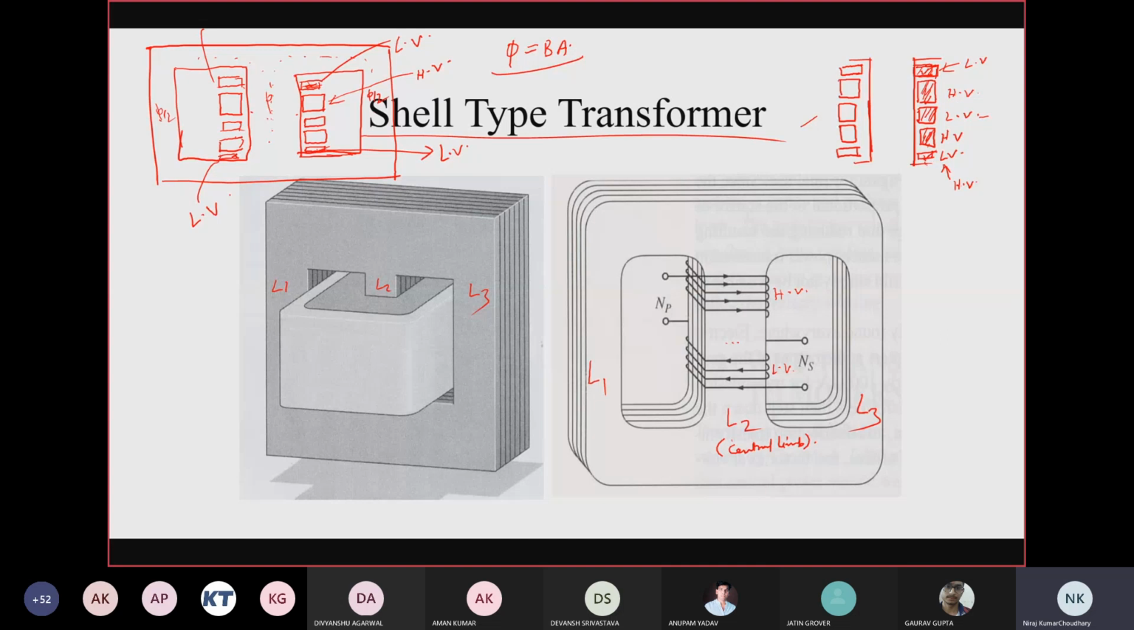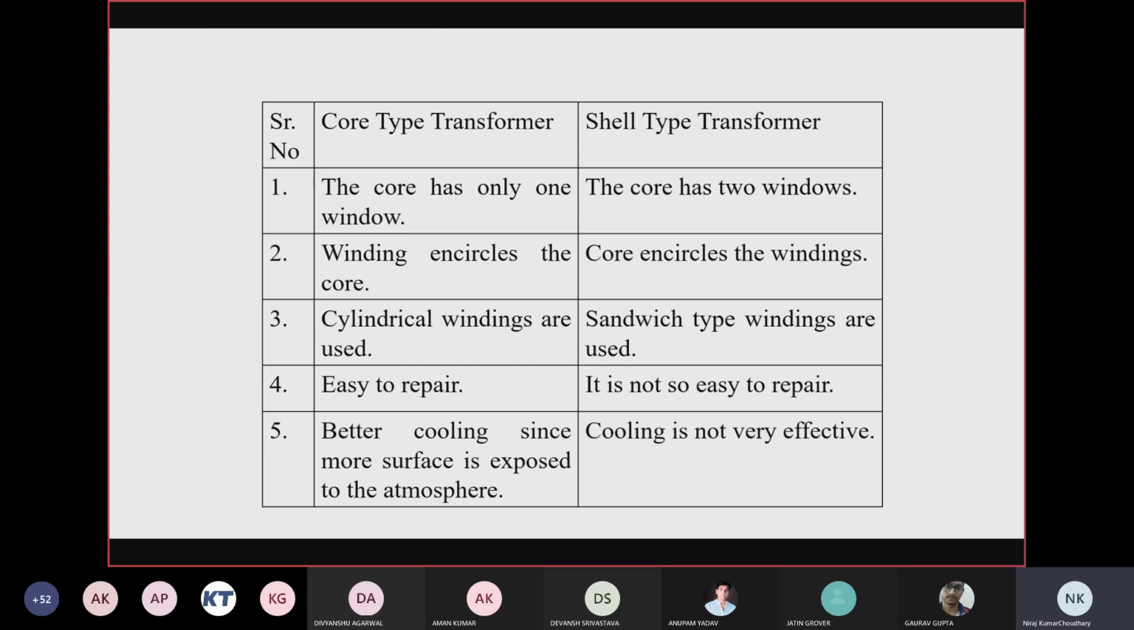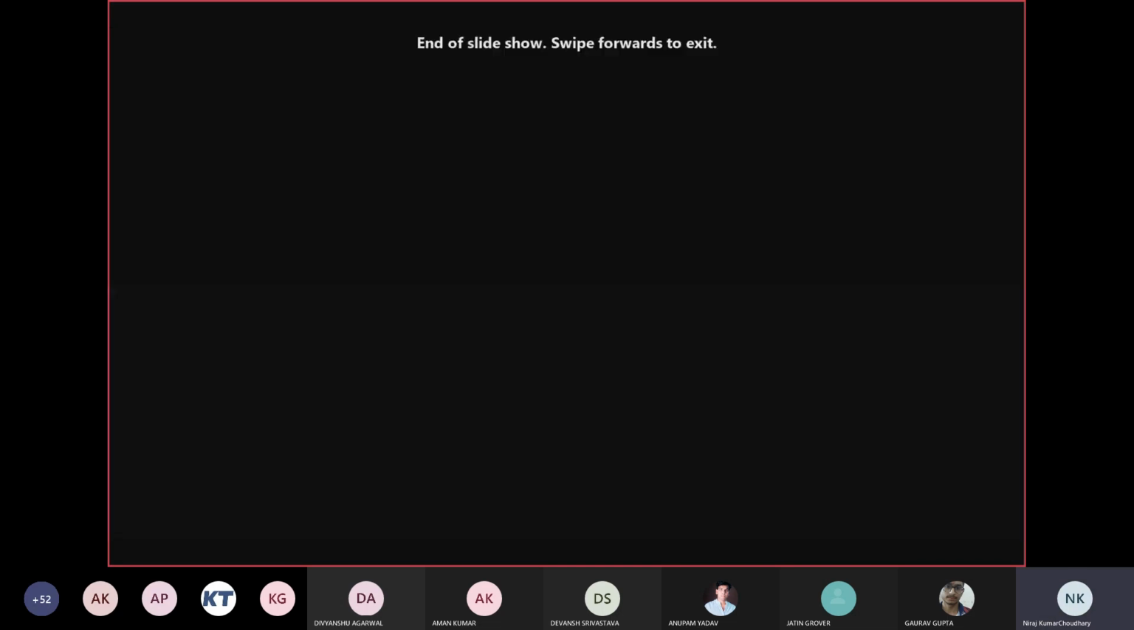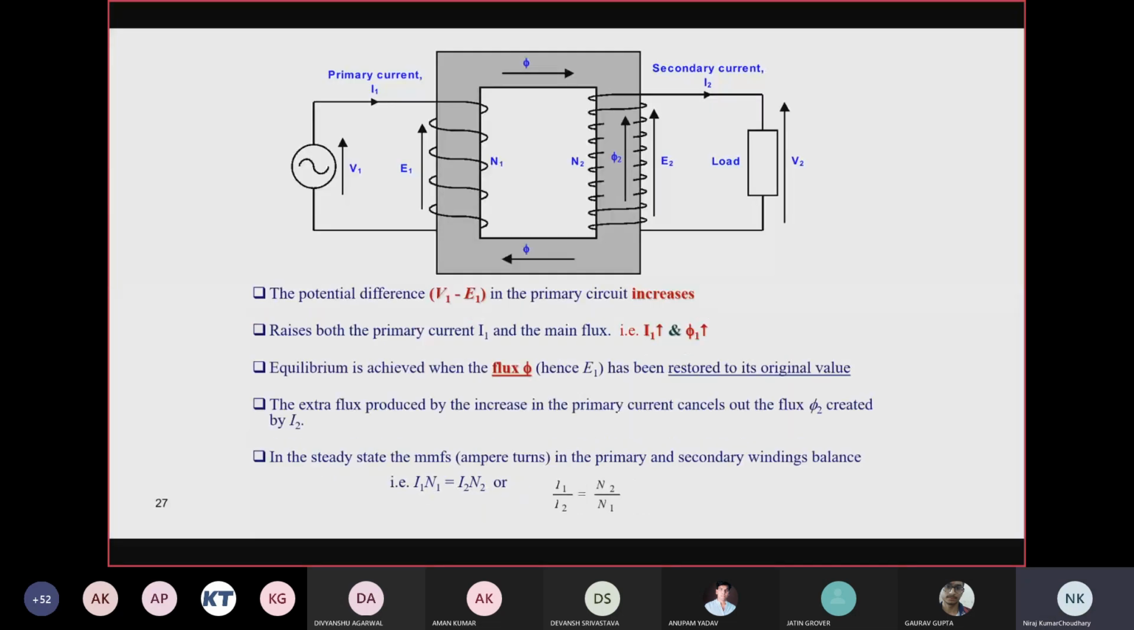Right? So these are the constructional features of the core type and shell type transformer. If you have any confusion, you can ask. This is the comparative study between the two types of transformers. We have already discussed this. Now, this part we have already discussed. Okay, so now we will talk about the magnetic core of the transformer.